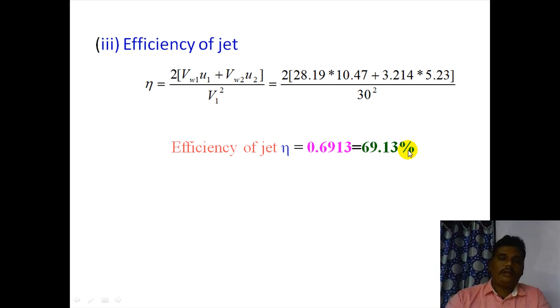That is about radial curved vanes: the derivation for radial curved vanes, velocity triangles of radial curved vanes, and also the problem on radial curved vanes.